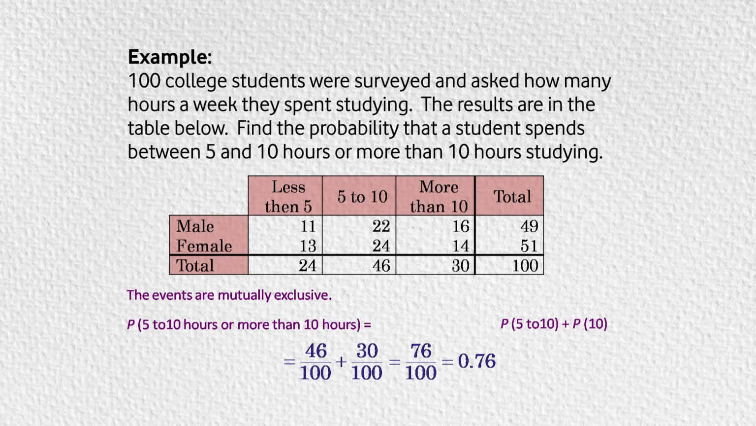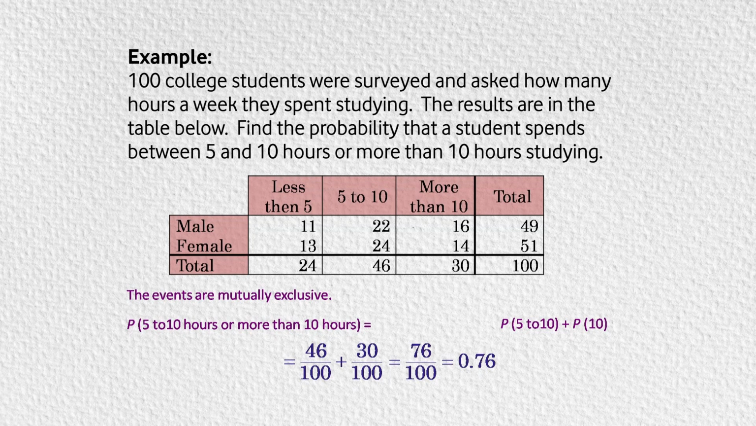So what we have done in the beginning stage, the way we have done in the previous rules, we have plotted the table. Male with less than 5 is 11, male with 5 to 10 is 22, more than 10 is 16, and total is 49. Female with less than 5 is 13, 5 to 10 is 24, more than 10 is 14, total comes to 51. So now what we have done, we have first drafted the table, and the events are mutually exclusive.